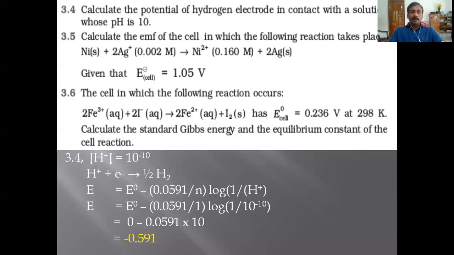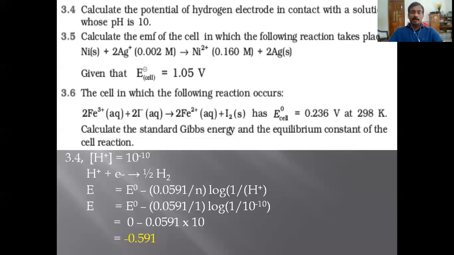And the last question: the cell in which the following reaction occurs, 2Fe3 plus plus 2I minus gives 2Fe2 plus plus I2, has E0 cell equal to 0.236 volt at 298 Kelvin. Calculate the standard Gibbs energy and the equilibrium constant of the cell reaction. Here the number of moles of electrons involved, you can see 2 electrons, isn't it? So N is equal to 2. E0 cell is directly given. Here what you have to calculate? Delta G0 and Kc.